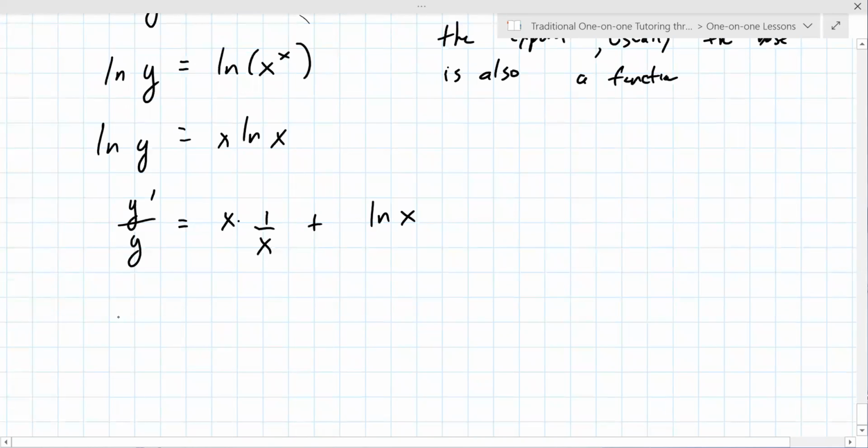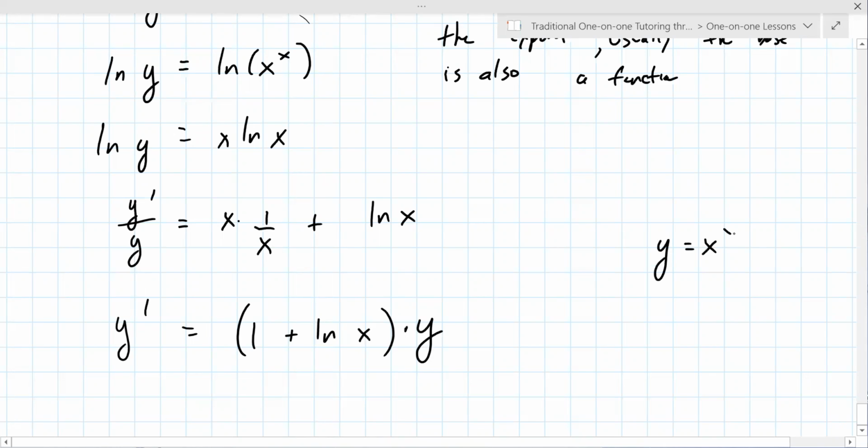And so the form of these is almost all the same. After you do your simplifying here, the y comes over, so the answer always has times the original thing. And your original thing was x to the x. So your y prime is 1 plus natural log of x, times x to the x.